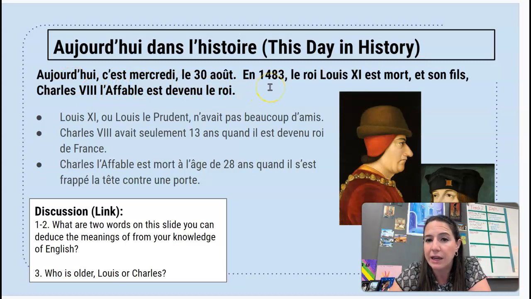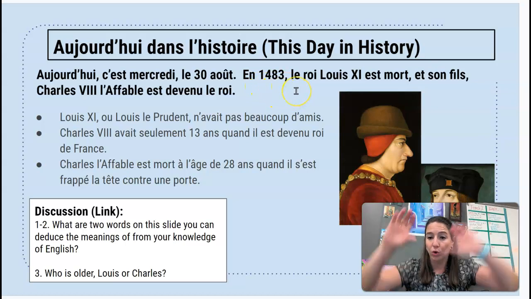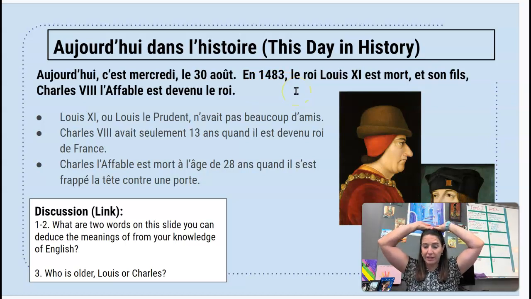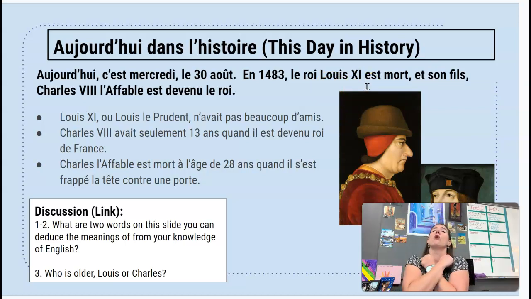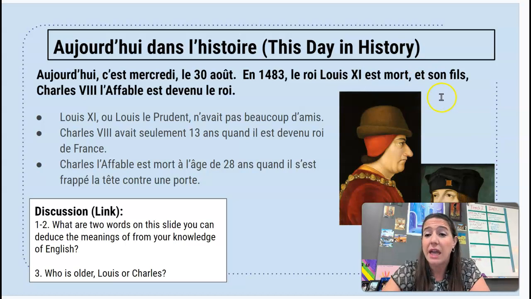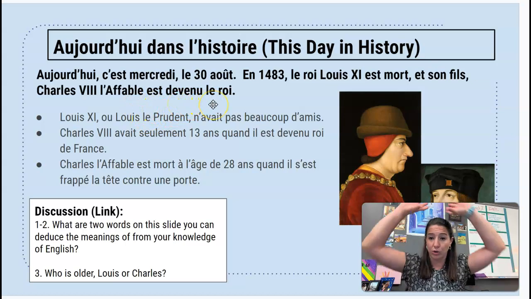So, aujourd'hui, c'est mercredi le 30 août. En 1483. When we say years like this, we literally say 1483. Le roi, the king, Louis XI, est mort. He died. Et son fils, his son, Charles Rit Lafable, est devenu, became, le roi.